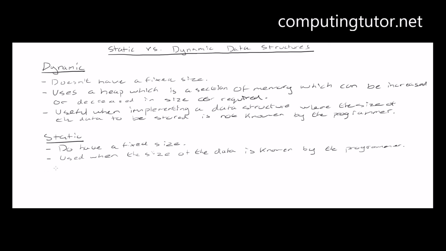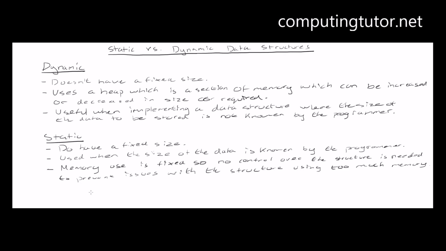So what are the advantages? Why might you use a static data structure? Well, the advantage of a static data structure is that you don't have to keep any control over how much memory is being used by the structure, because you already know in advance how much memory is going to be used.